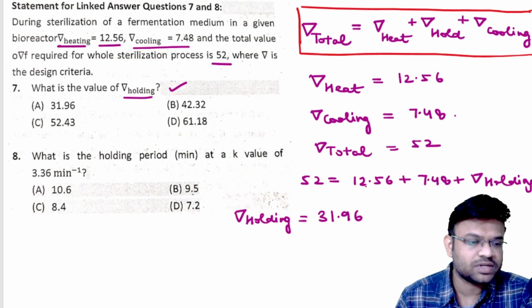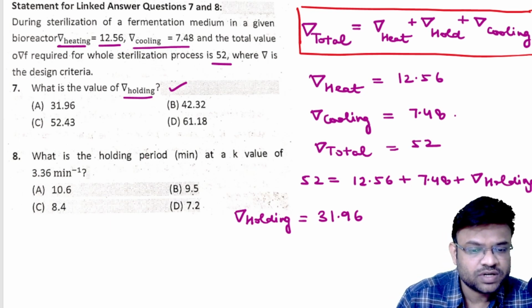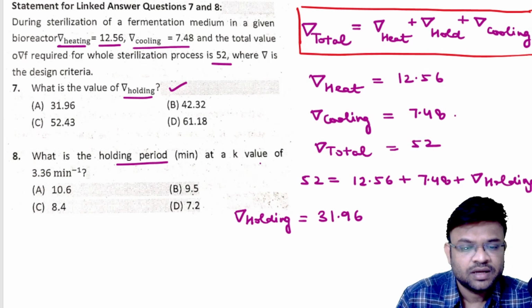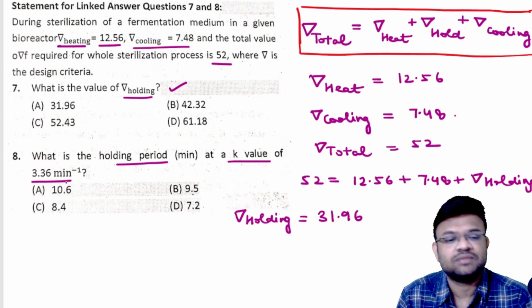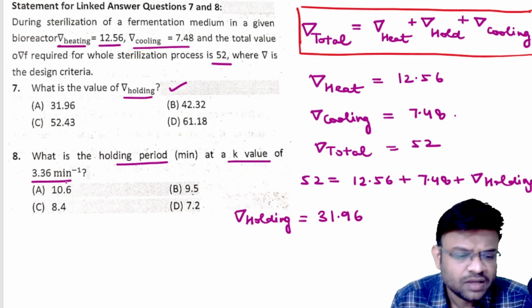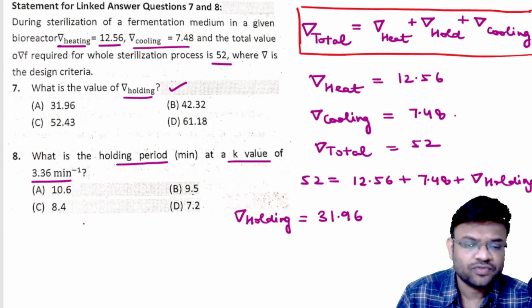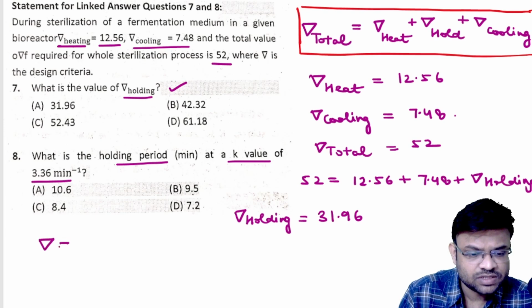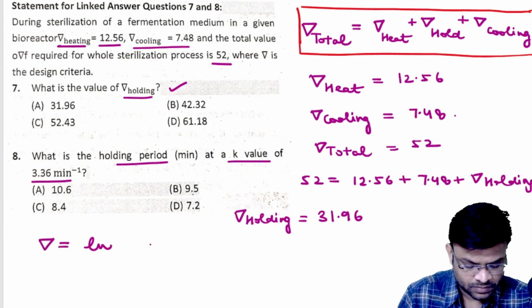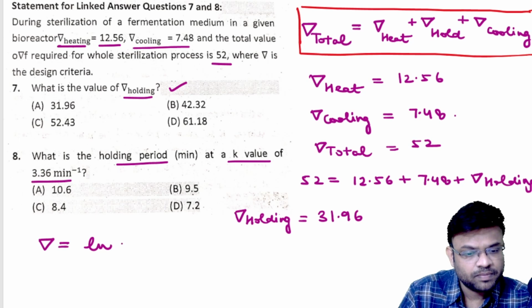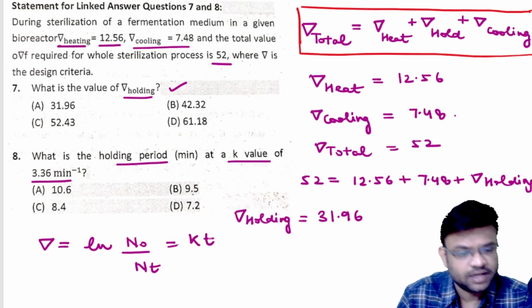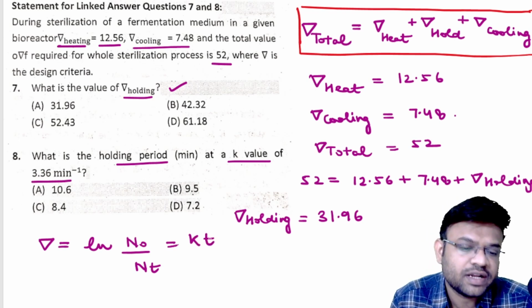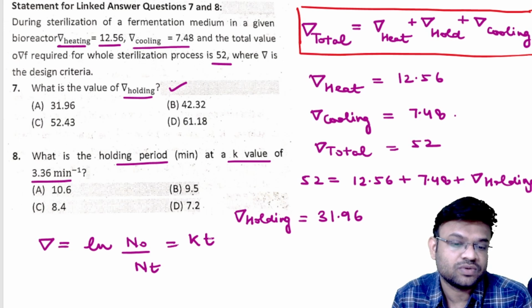Now another important question that has been asked over here is, what is the holding period in minutes at a K value of 3.36 per minute? So remember, there is another formula for del, and del is equal to ln n0 by nt, which is also equal to kt. Del value can also be written as ln n0 by nt is equal to kt.